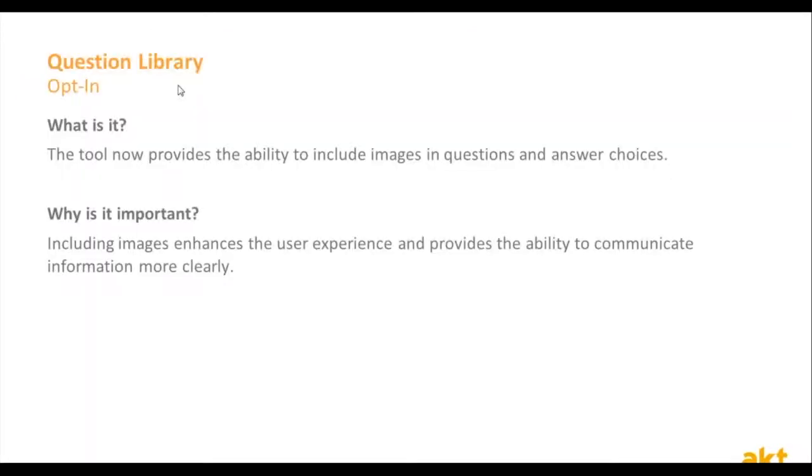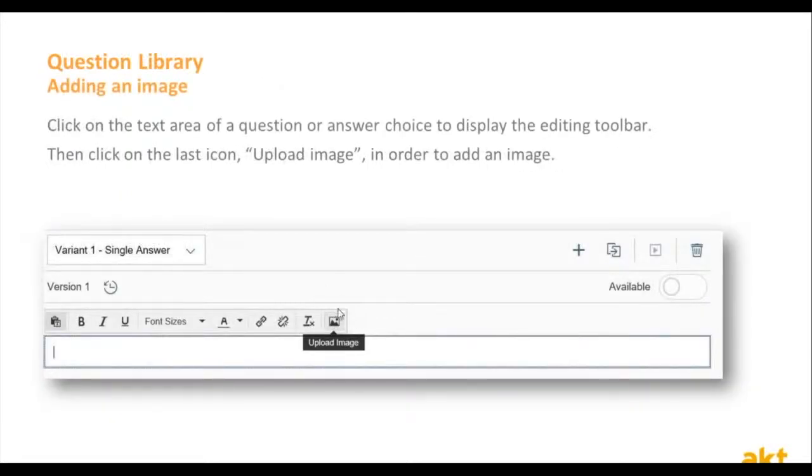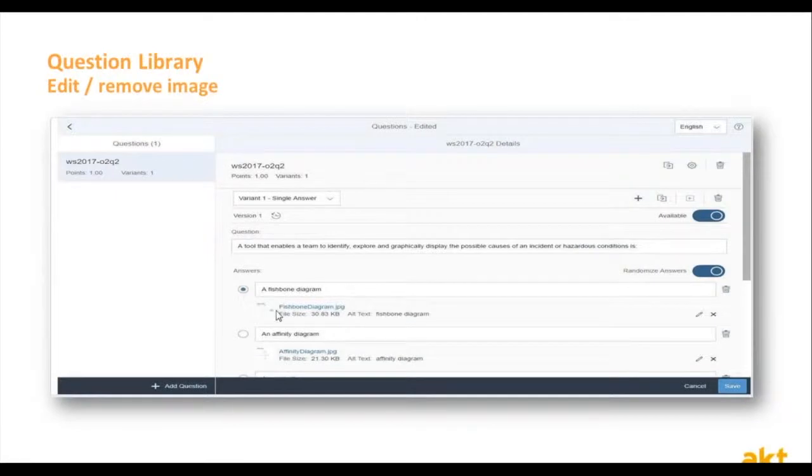So let's start. The first thing is question library. The tool now provides the ability to include images in questions and also in answers, something that wasn't possible until now. You can see that there's a tab here to upload an image, and this is how it looks from the admin side. After you upload the image, you can see here in a thumbnail the picture itself. It's a very good tool. It allows you to ask the question in a more detailed way by pictures and not only by writing.